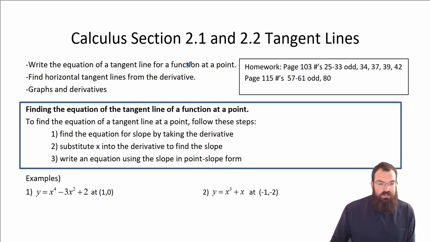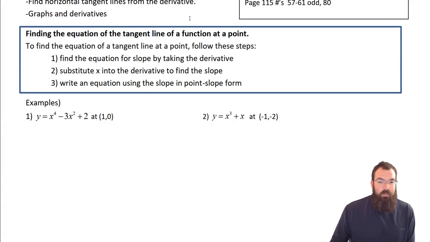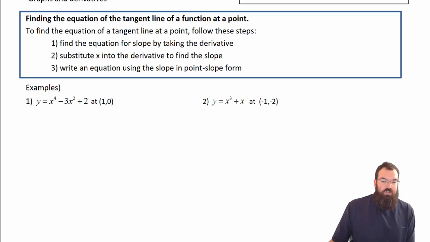Alright, so let's get started, I guess. Finding the equation of the tangent line of a function at a point. There are three kind of simple steps to do that. You probably or hopefully remember this from last year, so it shouldn't be that new, but again, a quick refresher.